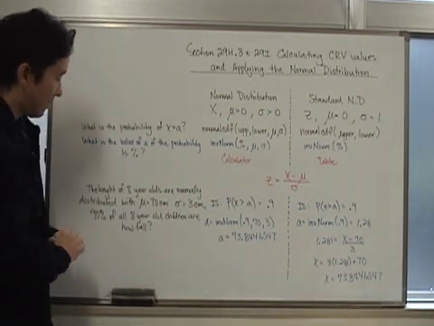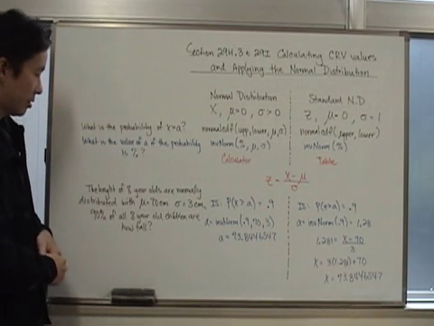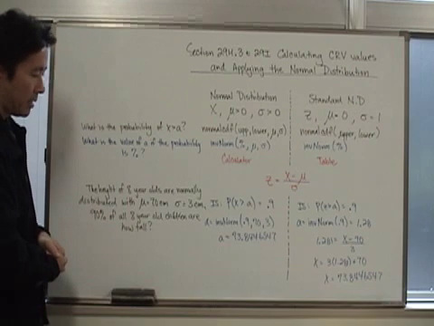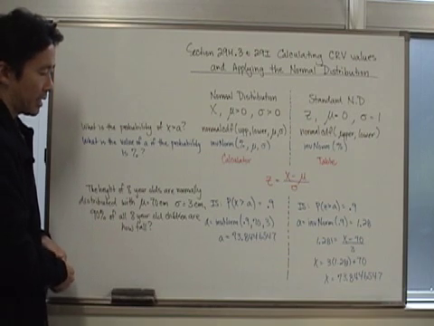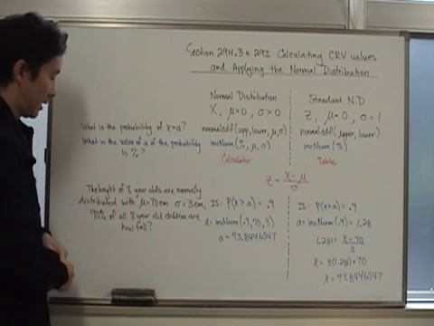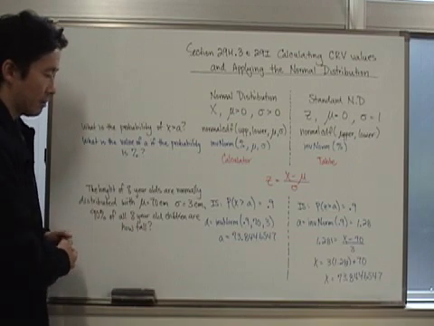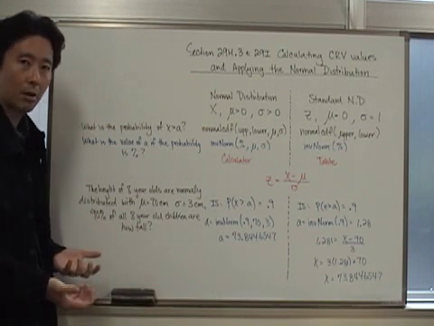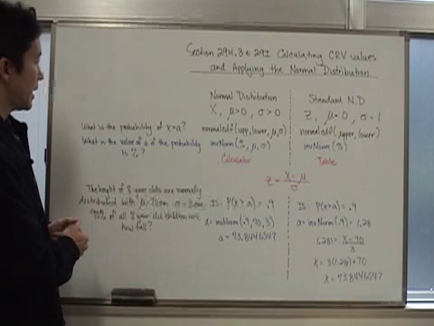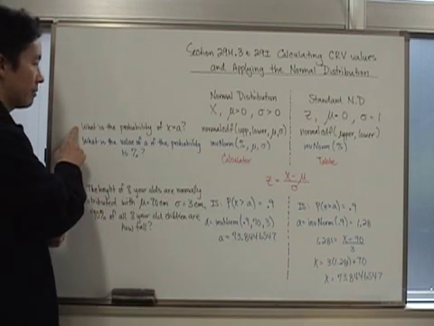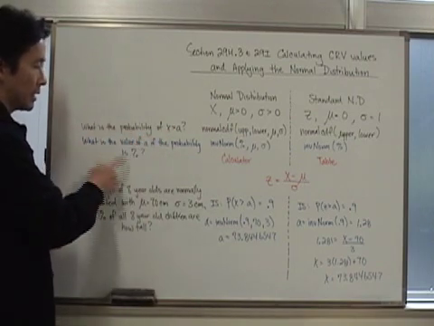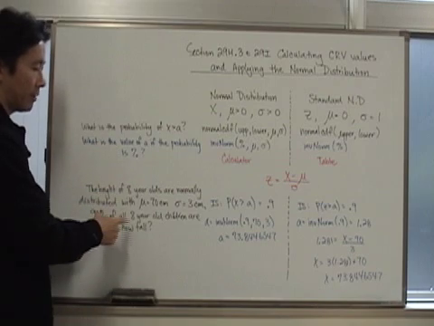Here's the example. Let's say, for example, that the heights of 8-year-olds are normally distributed with a mean of 70 centimeters and a standard deviation of 3 centimeters. Okay, 90% of all 8-year-old children are at most A tall. So what we're saying is we're not asking for the probability, we're actually given the percentage and we want to find out what the value of A is.